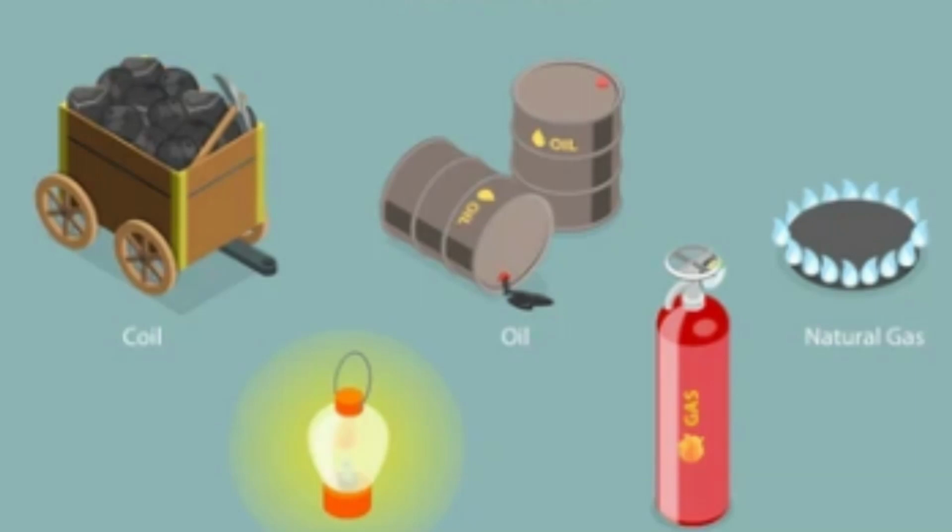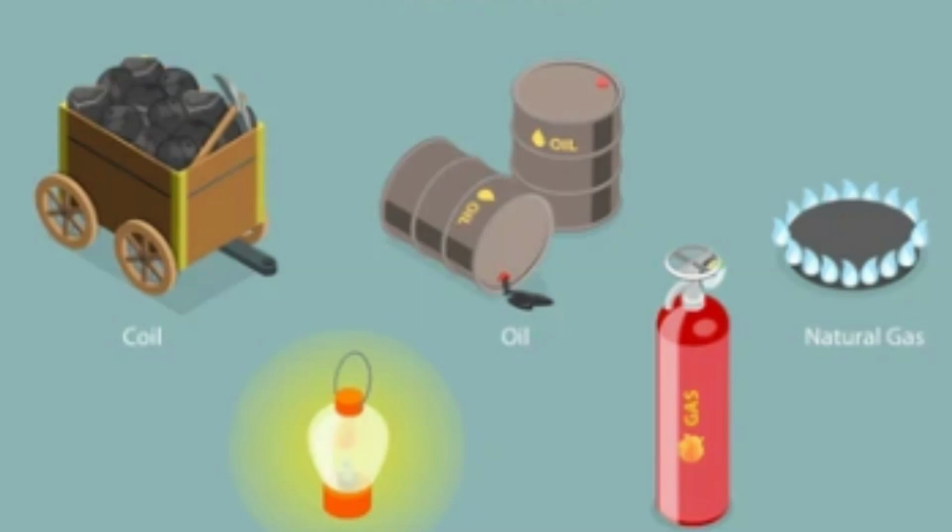Exploration and site selection. The process begins with geological surveys, seismic testing, and other exploration methods to identify potential fossil fuel reserves. Geologists analyze rock formations, subsurface structures, and historical data to assess the likelihood of finding commercially viable deposits. Site selection involves evaluating factors such as accessibility, geological stability, environmental considerations, and regulatory requirements.